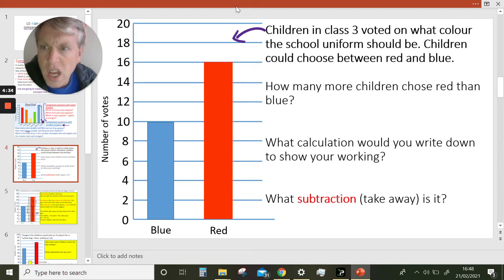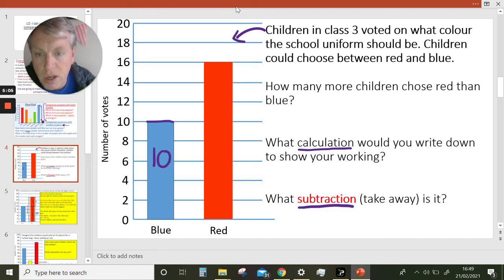Now, I wonder what calculation you used. I wonder if you used adding or subtraction, because I really want you to think today about using subtraction. So how many more children chose red than blue? Well, here's the red, here's the blue. Let's first of all think how many children chose blue. Well, look at the top, that's 10, isn't it? So 10 children chose blue.